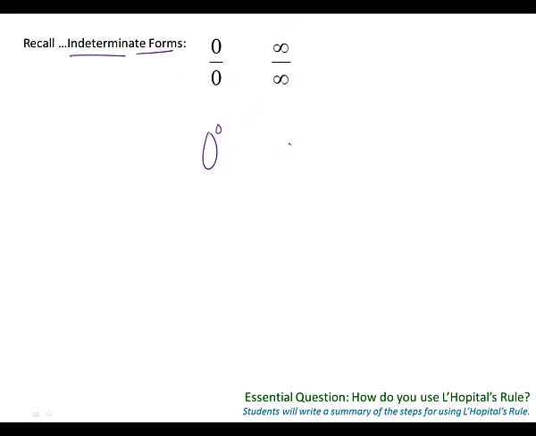0 to the 0 is indeterminate. 1 to the infinity is indeterminate. There's one more. Infinity to the 0, and then infinity minus infinity is also indeterminate. So if you get any of those situations, that's when we have to apply this rule.